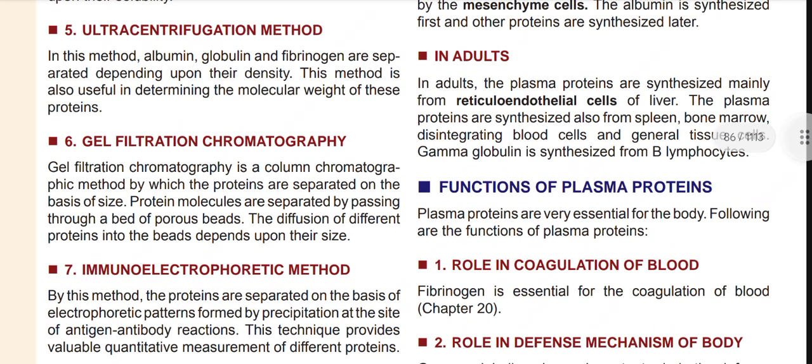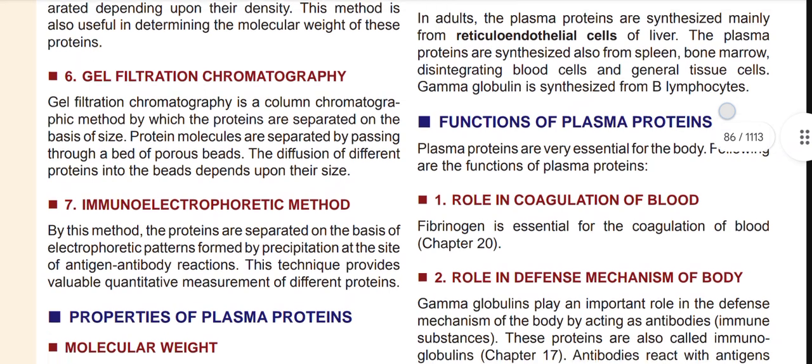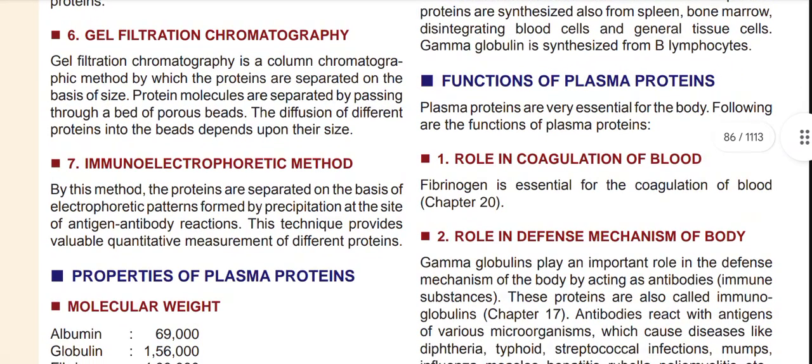Now we will discuss the functions of plasma proteins. Plasma proteins are very essential for the body. So now the functions. One is role in coagulation of blood. All of us know that fibrinogen is very important for coagulation of blood. If fibrinogen is not present in your blood, it is unable to coagulate.